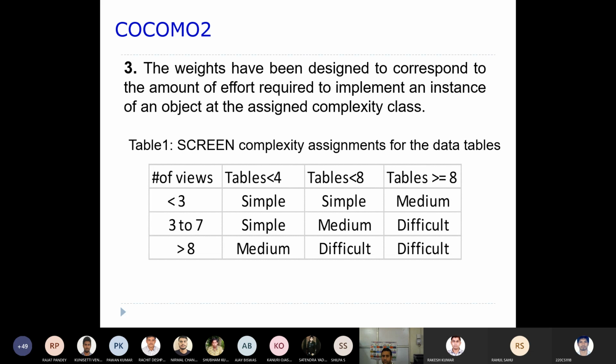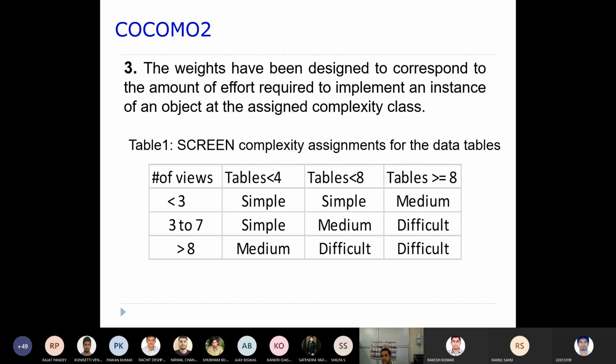Okay, and the number of views you require is less than 3. If you have fewer than 3 views and fewer than 4 tables, then this can be categorized as simple. Or if the number of views is 3 to 7, it can also be considered simple. Greater than 8 views, with fewer than 4 tables, then you can say medium. So this way the classification will be done.